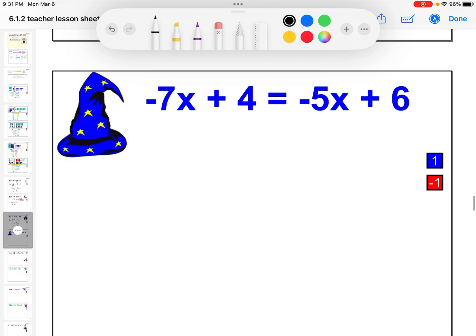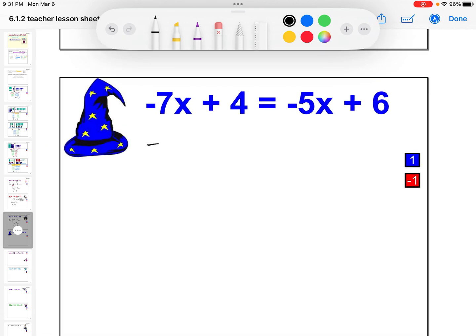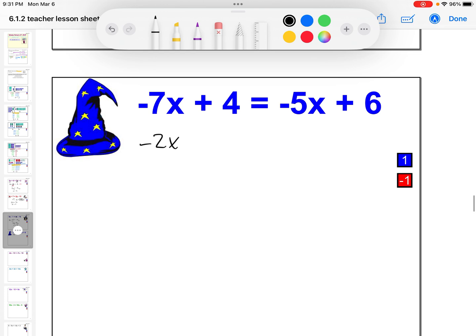All right, oof, this is a mess. So I have 7 negative x tiles on the left, 5 negative x tiles on the right. In this case, I can cancel some, and I have a -2 x tiles on this side, right? If I just cancel out the negative x tiles in here, and then I still have a +4, and that equals 6. Okay, now how do I deal with this?